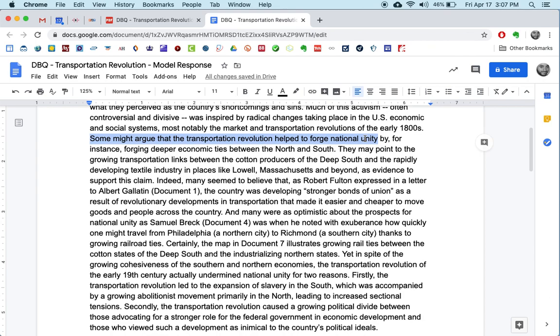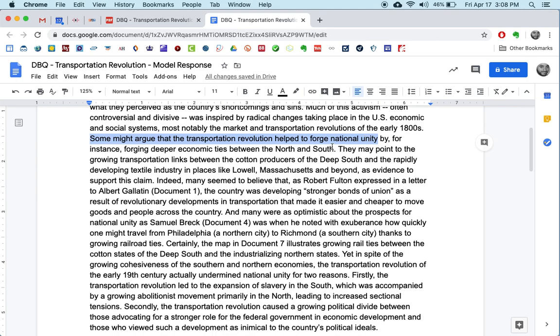They want you to explore in a more meaty way the counterclaim or the complexity of the topic. You can't just say, well, some people might say that it did forge national unity, but they're wrong. You don't really explore the counterclaim. You don't really explore the argument. You have to look at least one category that somebody might use to defend the claim that the transportation revolution helped to forge national unity.